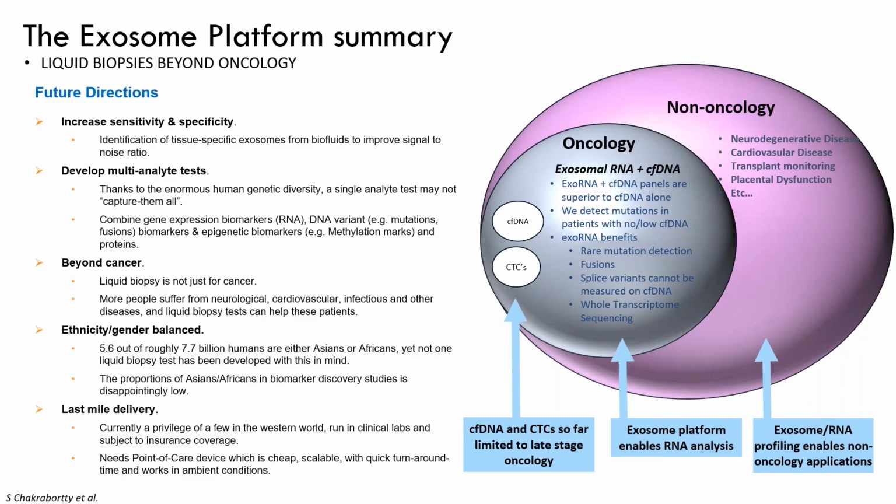And I also want to highlight some of the future directions where exosomes can go. I want to acknowledge Sudipto here for giving valuable information in some of these future directions: to increase sensitivity and specificity, utilize and leverage the importance of multi-analyte tests, so combinations of proteins and RNA, and also going beyond cancer. Make sure that we have an ethnicity and gender balanced biomarker discovery approach. Make sure that we develop diagnostics that are relevant for the planet rather than just very small populations.